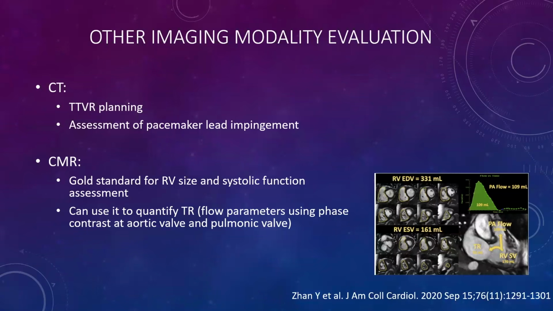So that can be used, for example, in the context of tricuspid TEER. If there is a pacemaker lead with impingement and you're trying to analyze that, and you're not completely clear from the echo. Also for TTVR planning, both for looking at the annulus, the RV morphology, and for planning of the procedure.